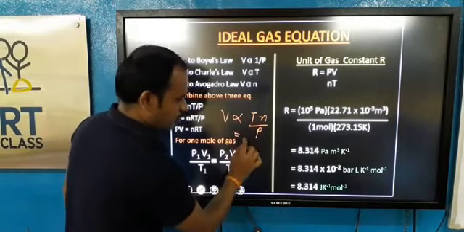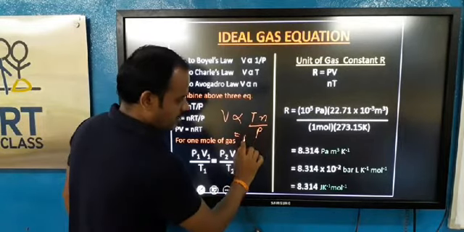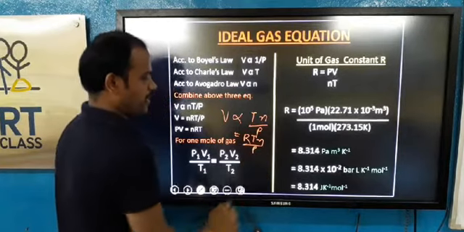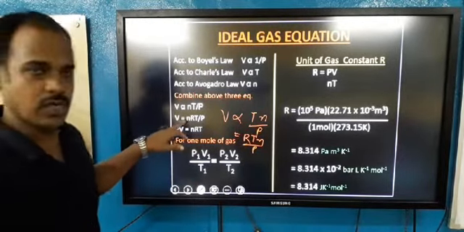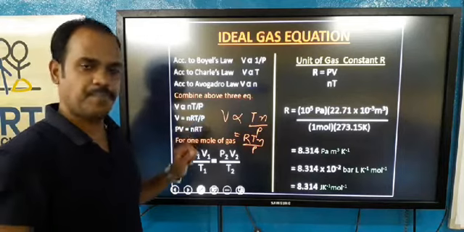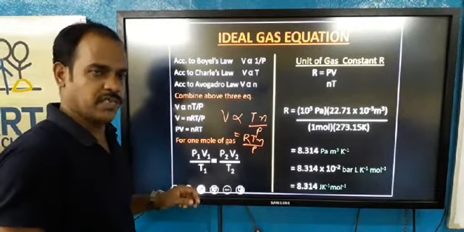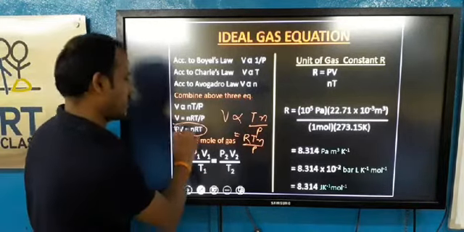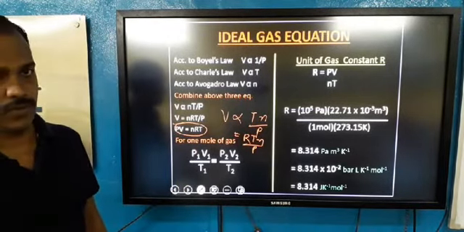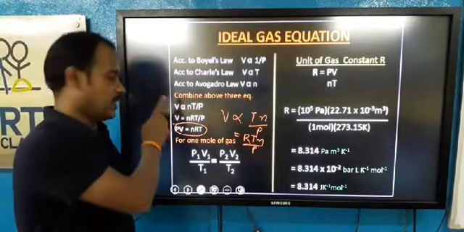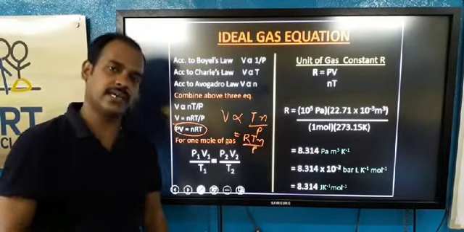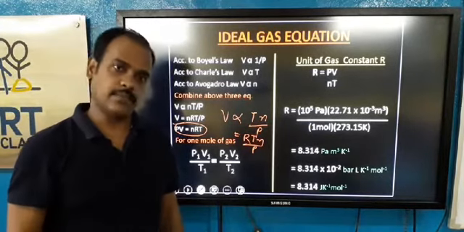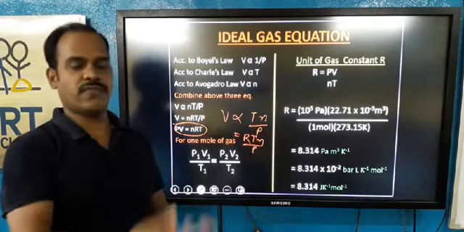Remove the proportionality sign and a constant will be used, that is R. So V is equal to R into T into n by P, that is V equals nRT by P. Change the side of pressure, and it will be PV equals nRT. This equation is known as the ideal gas equation. Remember, note it down. This is the most important equation in terms of exams and also in terms of scientific research.